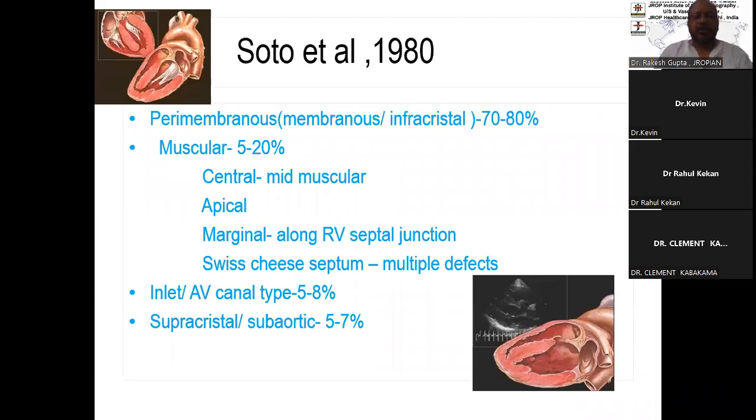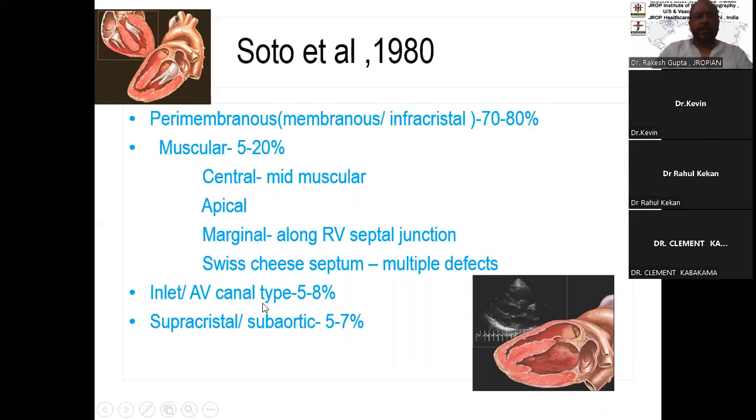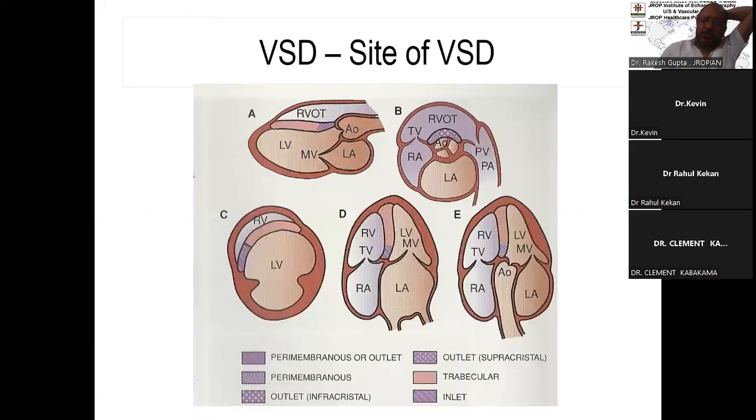This is Soto's classification. It was published in 1980 and still holds true after a long time. You go to the parasternal long axis view, you see a perimembranous VSD. Then inlet VSD means when you have only the atrioventricular valves which are opened up. And then you have a muscular VSD through the interventricular septum. Supracristal and subaortic, I'd like to show you in a couple of minutes.